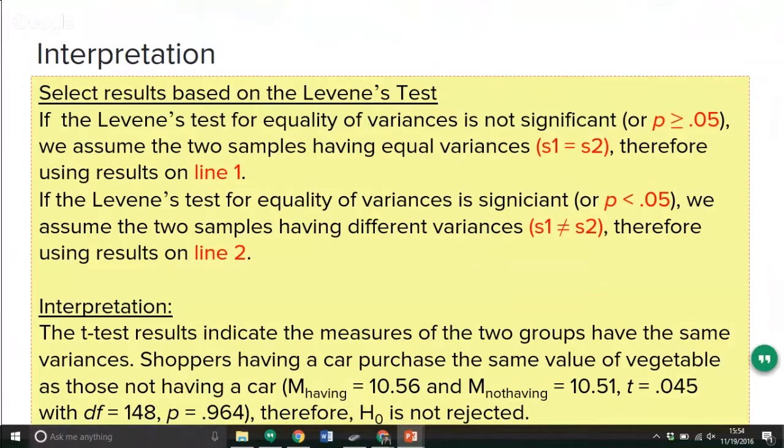If it's greater than 0.05, then we are failing to reject the null. We're supporting the null. Therefore, there's no difference between the two, period.